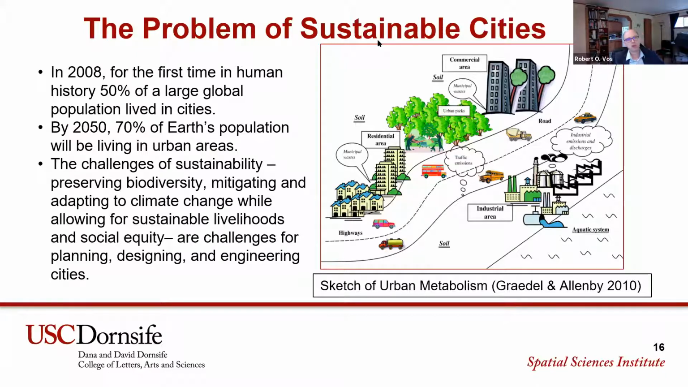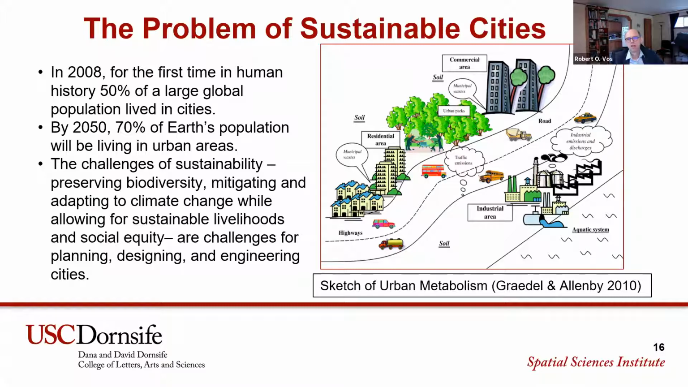of urban sustainability, right? Which is that in 2008, for the first time in human history, 50% of the global population lived in cities. And the global population is still growing, maybe not quite as rapidly as it did in the latter 20th century. But by 2050, 70% of Earth's population will be living in urban areas. So the challenges we think of when we think of sustainability, things like preserving biodiversity, mitigating and adapting to climate change, while allowing for sustainable livelihoods and social equity, these are really challenges for planning, designing, and engineering cities, right?